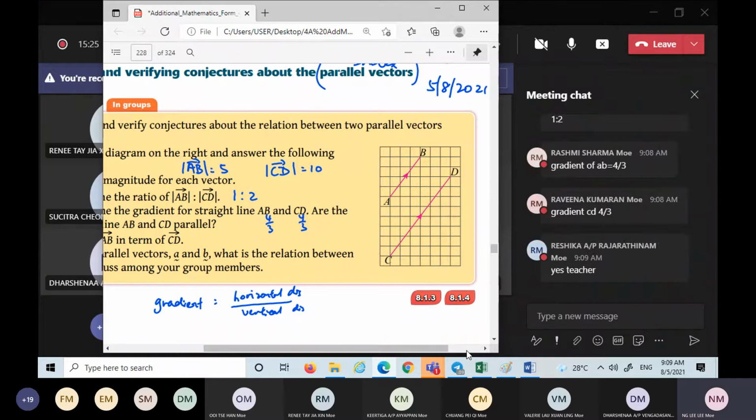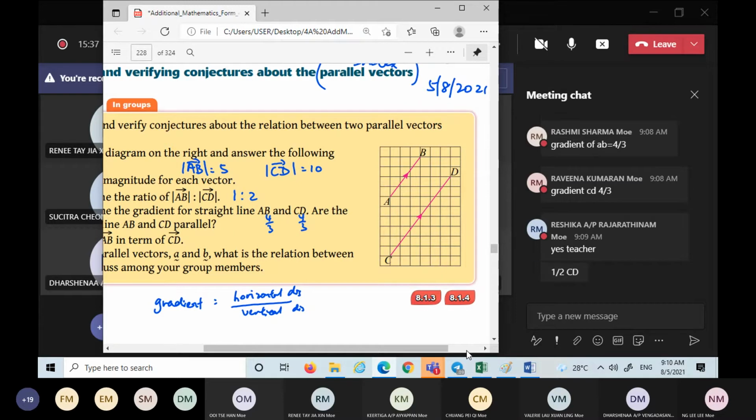Okay, can you do part D? Express AB in terms of CD. Okay, half CD. AB is equal to half CD. Okay, correct? Half of the CD is AB. Okay, correct.